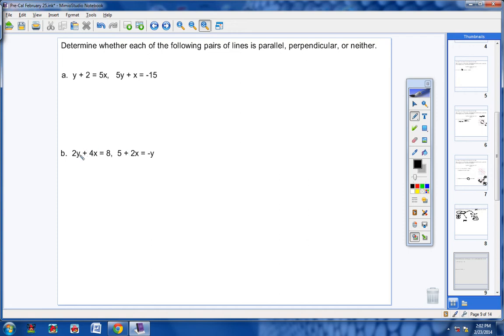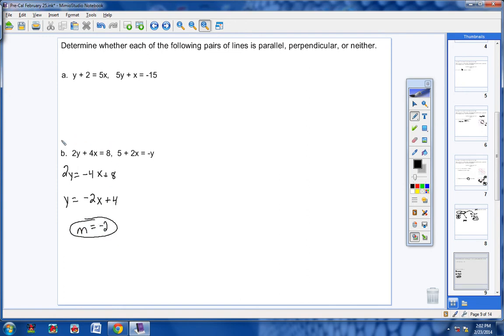Okay, let's try the same thing on these two equations. So let's take this equation right here, and let's get y by itself. So 2y equals, bring your positive 4x over and make it negative. There's already a positive 8 over here, so positive 8. And now divide everything by 2. So 2y divided by 2 is y, negative 4x divided by 2 is negative 2x, and 8 divided by 2 is 4. So we did all of our work. Here's our slope. M equals -2.